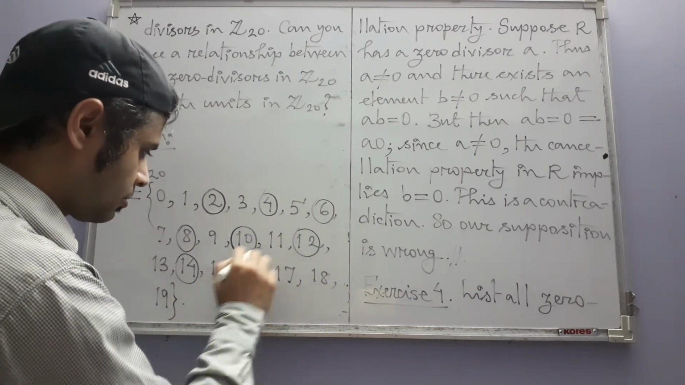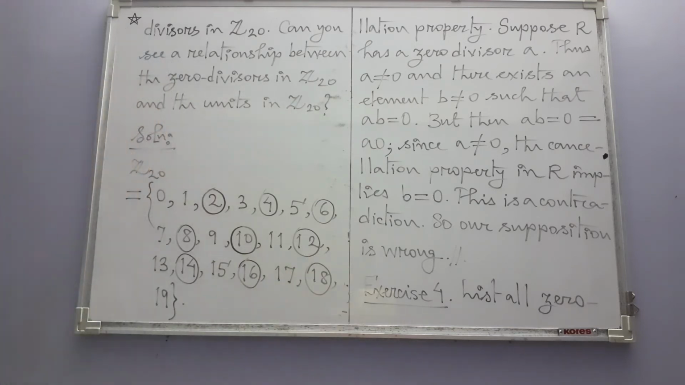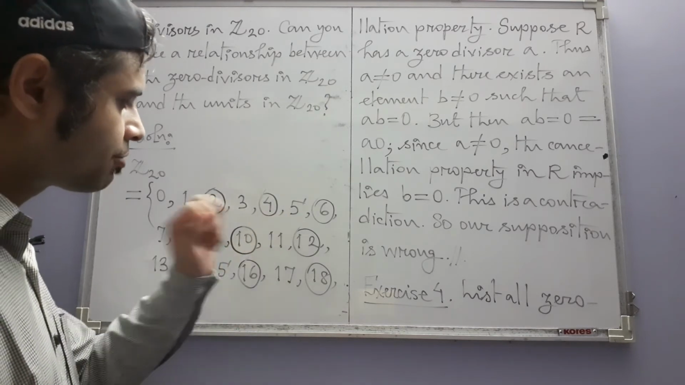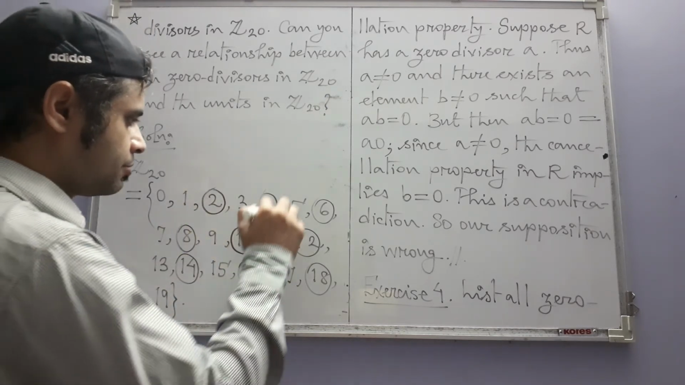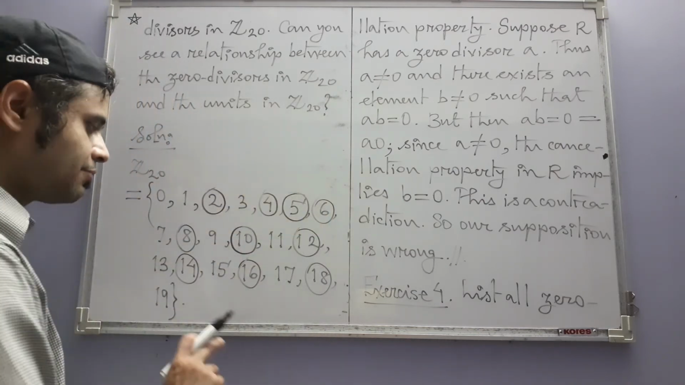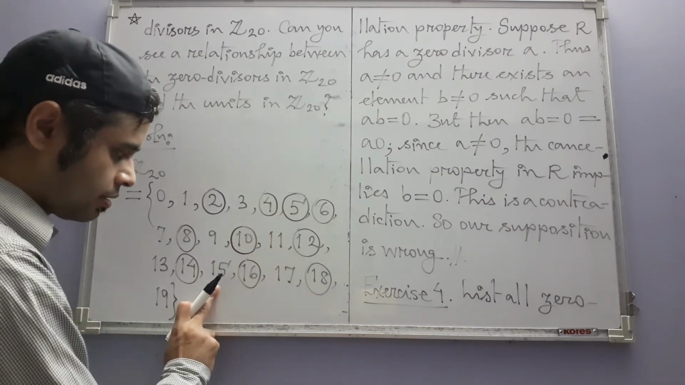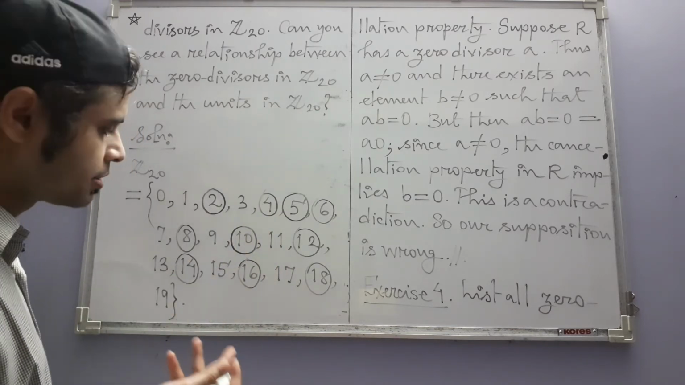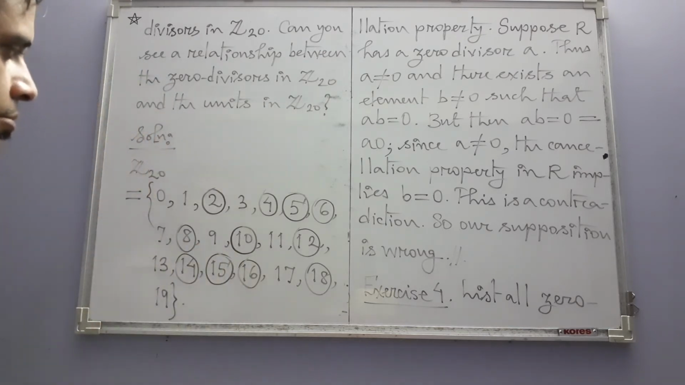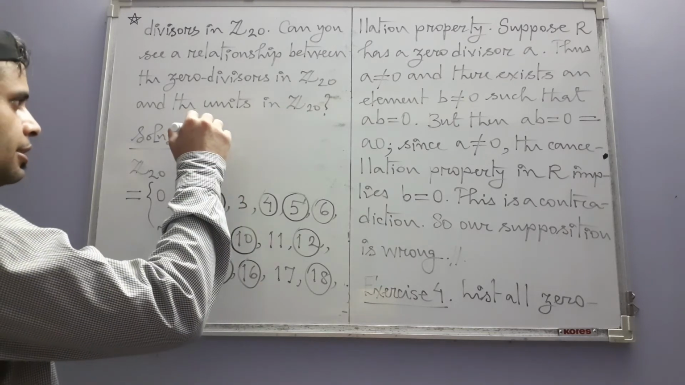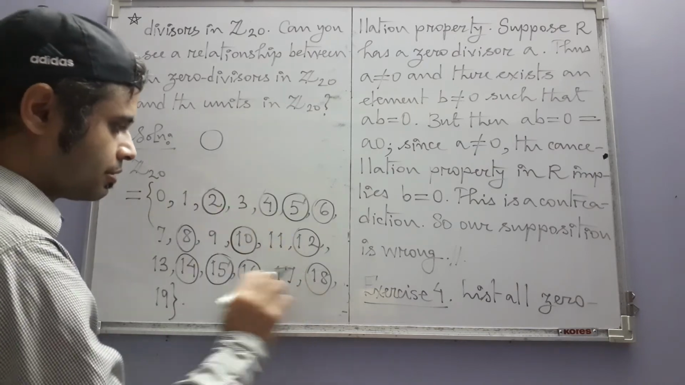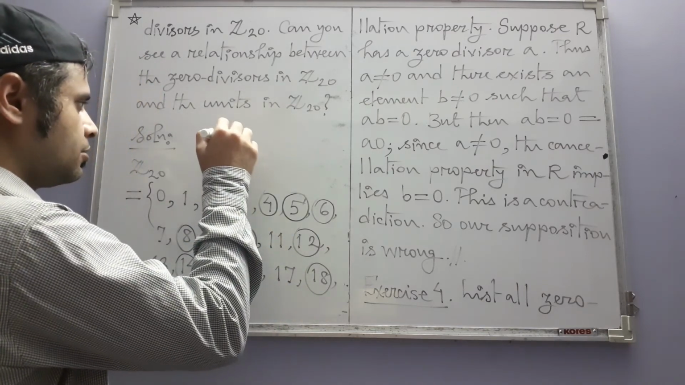(14, 16, 18). But 4 times 5 is also 20. So 5 is also a zero divisor. And because of that, 4 times 15, which in fact is 60, is divisible by 20. So this is also a zero divisor. Okay, so I'm showing this in a very brief manner. You have to write all the things properly. Zero divisors.